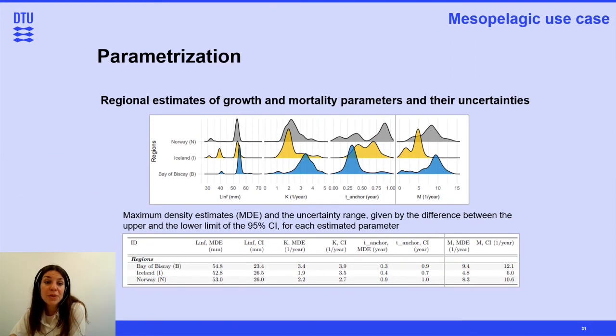Parameters of the von Bertalanffy growth function were estimated with their uncertainties in all regions, and we subsequently also estimated the mortality rates and their uncertainties using these growth parameter distributions as input.